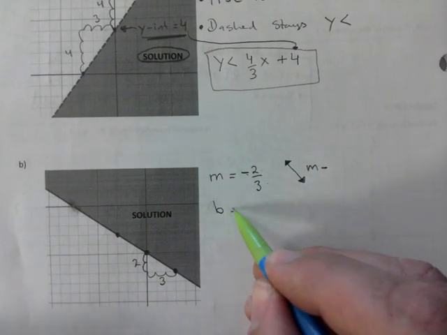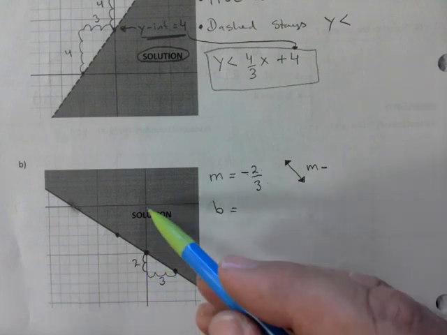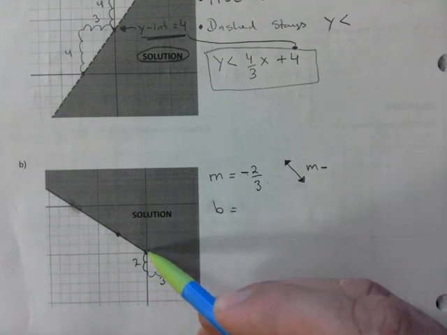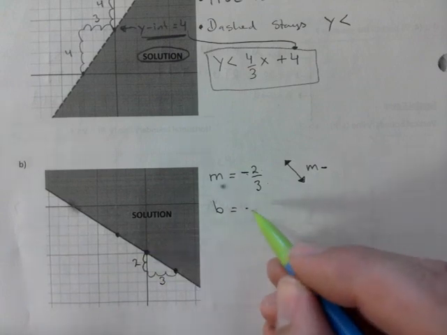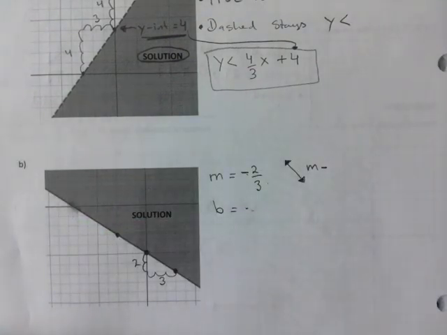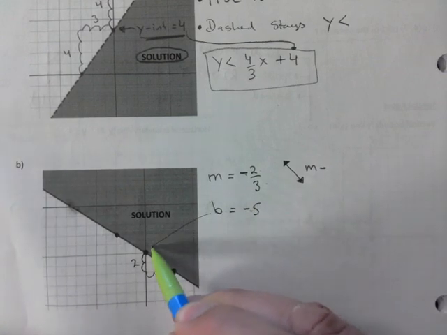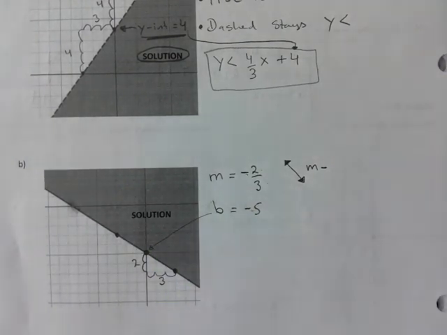My y-intercept is, this is 0, 0 here. So it's 1, 2, 3, 4, 5. So it's negative 5. Okay. So it's this one right there. That is the y-intercept. So you've got your slope and your y-intercept.